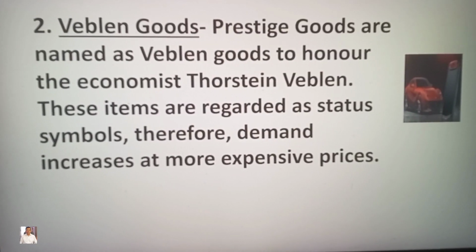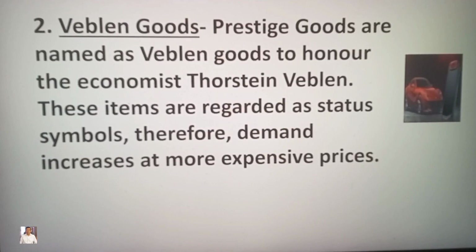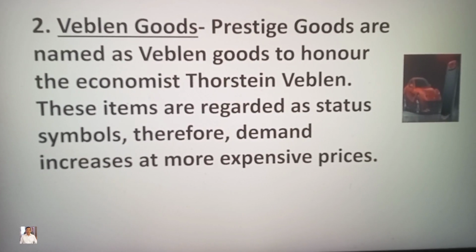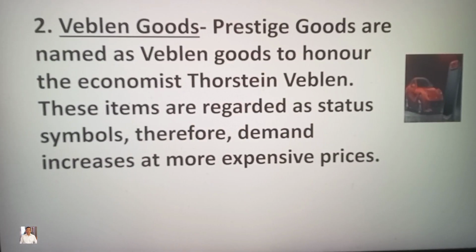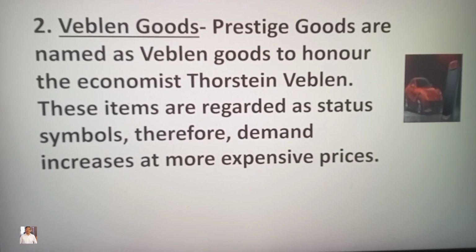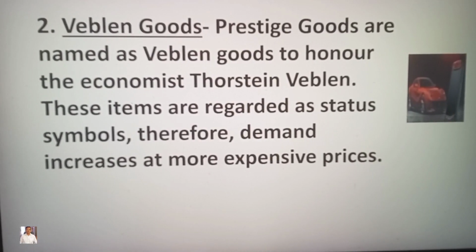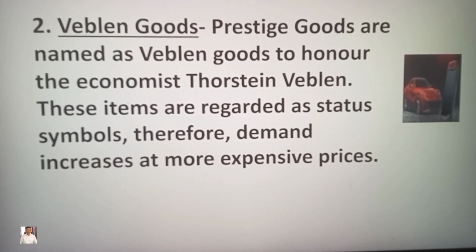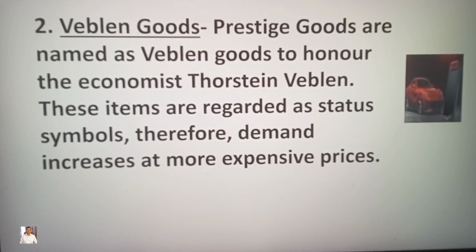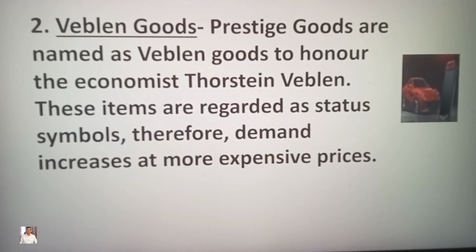Second, Veblen goods. Prestige goods are named Veblen goods to honor the economist Thorstein Veblen. These items are regarded as status symbols. Therefore, demand increases at more expensive prices. For instance, luxury watches, designer handbags, and high-end cars become more appealing as costs rise, drawing more customers who wish to show off richness or social status.